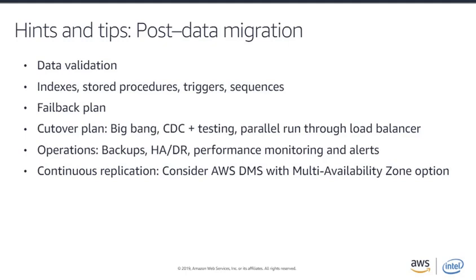Will it be a big bang approach, use CDC with some testing before cutting over, or even use a load balancer to execute API calls to both on-premises and AWS application stacks for some time before switching over to AWS? You need to make sure you have your backups, HA, DR, performance monitoring, alerts and other operational procedures defined for the new AWS environment too.